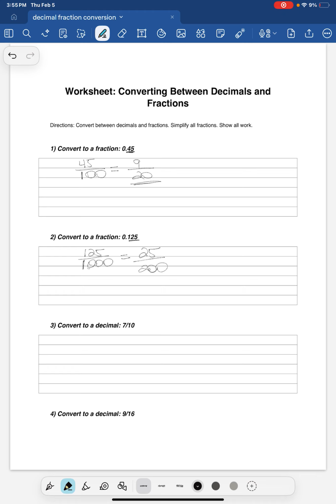Okay, well, we ought to recognize that there's 4 quarters in a dollar, so there's 4 25s in 100, so there's going to be 8 25s in 200. So if you divide 25 by 25, you're going to get 1. If you do it to 200, you're going to get 8. So that is the fraction that goes along with that decimal.